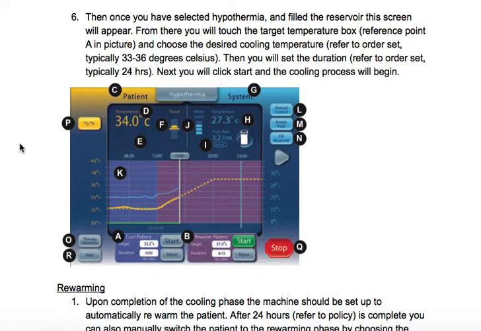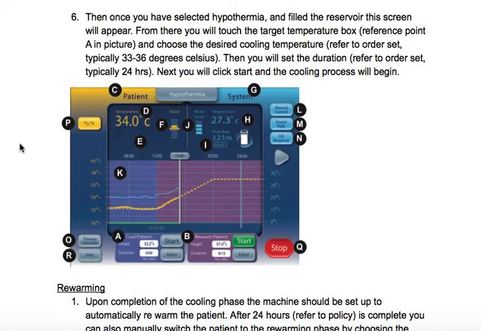And then you'll set the duration. Again, typically 24 hours, but it can vary. From there, all you do is hit start. So it's in that same box labeled A. You set your target temperature, duration, and then hit start, and then the cooling process will begin.